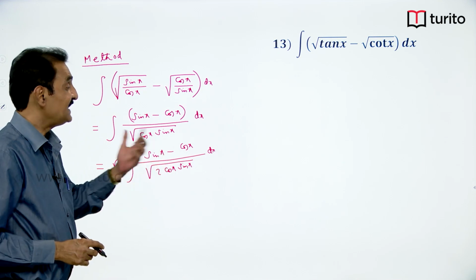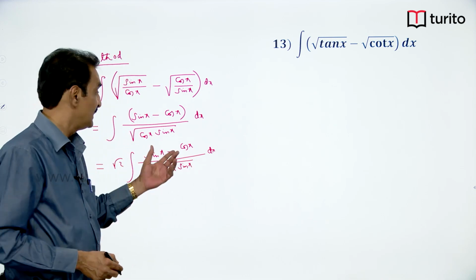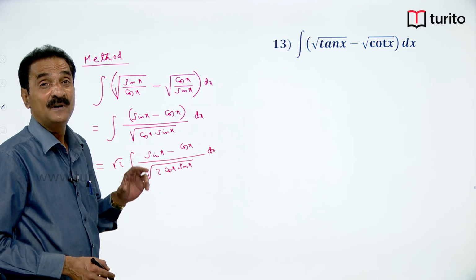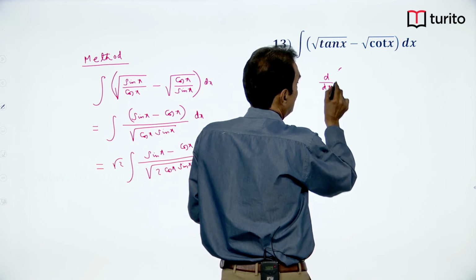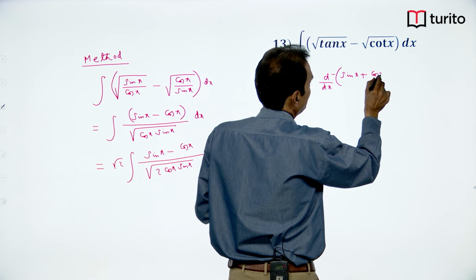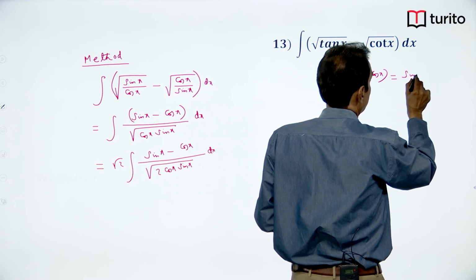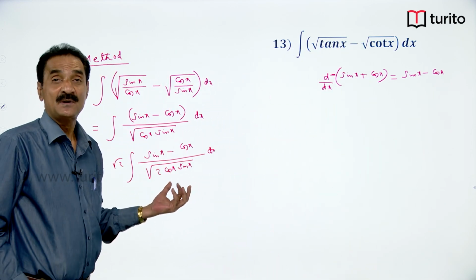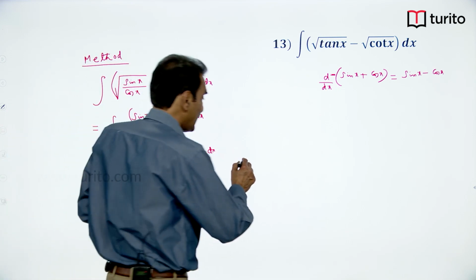Now, sin x minus cos x is the derivative of which function? Sin x is the derivative of minus cos x, and minus cos x is the derivative of minus sin x. So, totally numerator is the derivative of minus of sin x plus cos x. So, if you can write the denominator in terms of sin x plus cos x, you can put sin x plus cos x is equal to t and integrate. Let us put sin x plus cos x is equal to t.